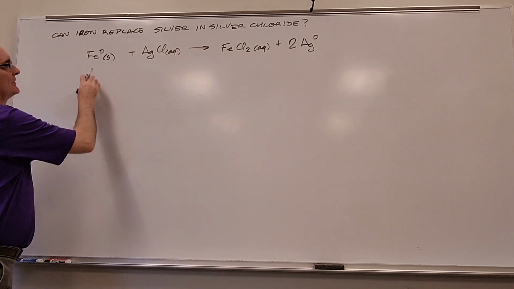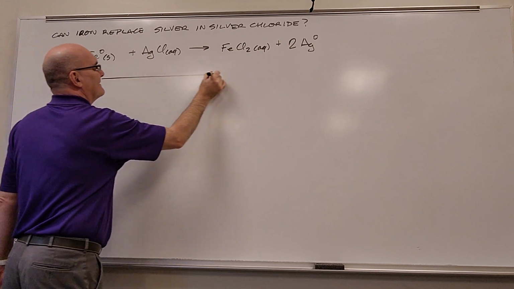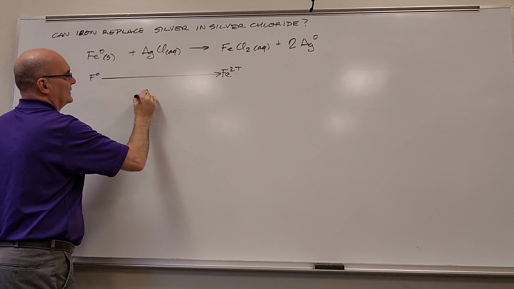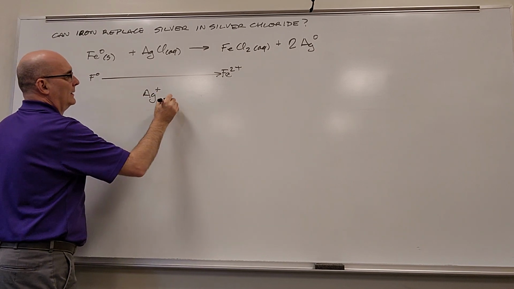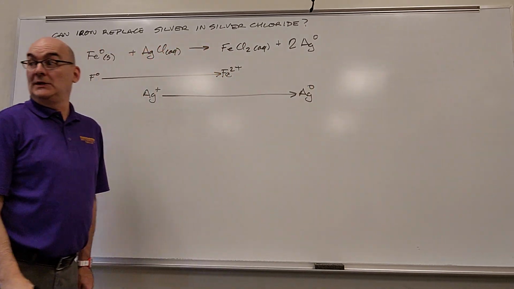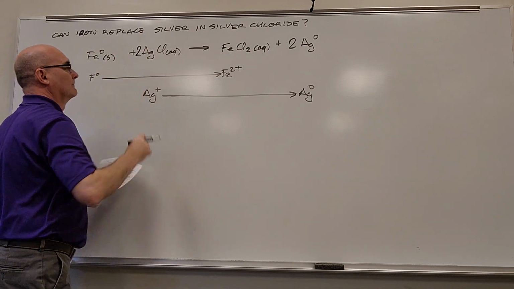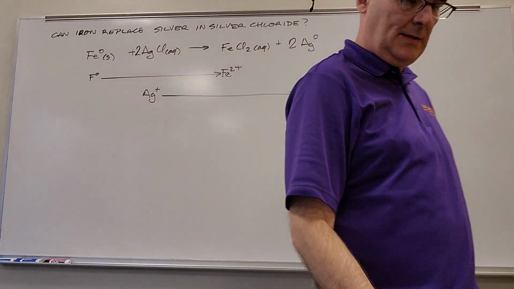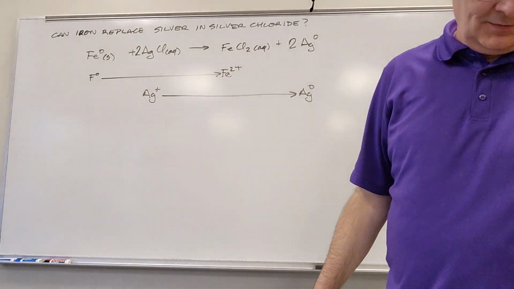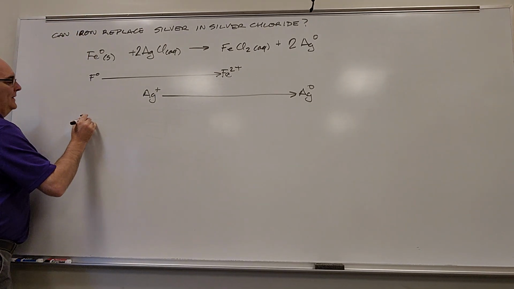All right, so this is going to go from iron 0 to iron 2+, whereas the silver 1+ goes to silver 0, so you need twice as many of them. And it balances like that. We can ask the question in reverse. Okay, go find the E cell.